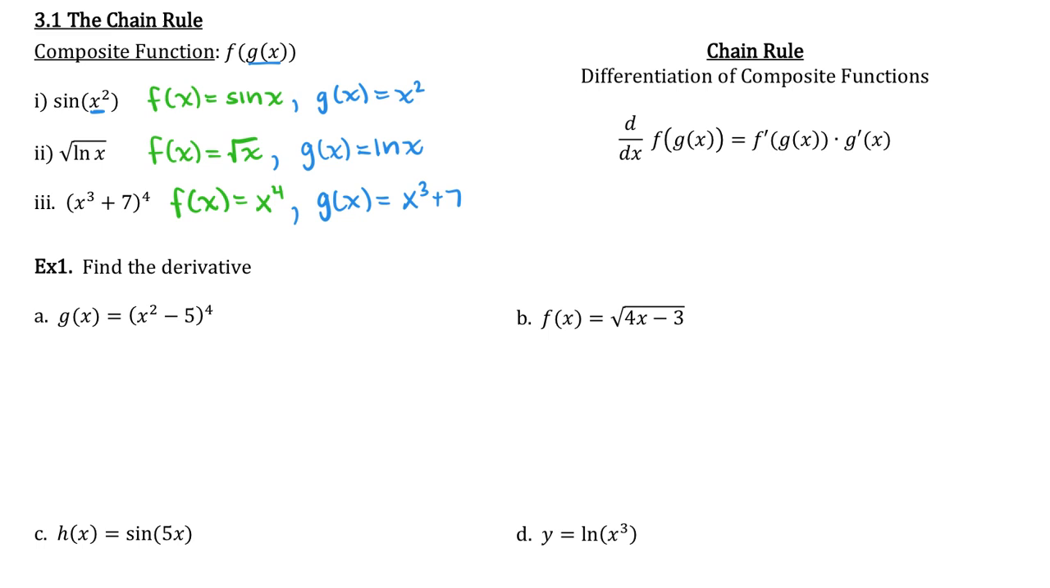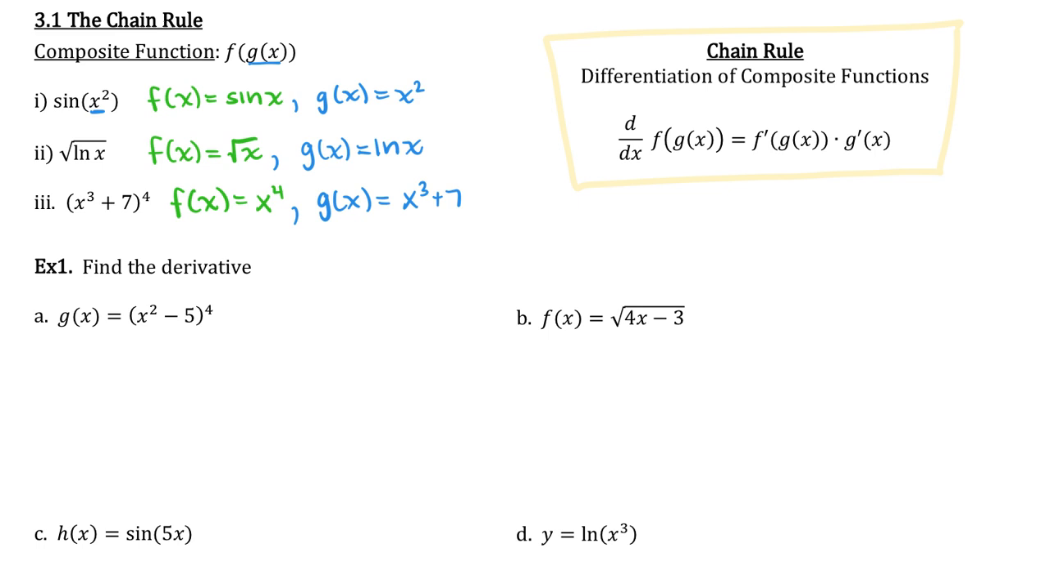Okay, so this is the chain rule. The chain rule is for the differentiation, or taking the derivative, of composite functions. So if I take the derivative of f of g of x, I do f prime of g of x. So I take the derivative of the outer function and I keep the inner function the same, and then I multiply it by the derivative of the inner function.